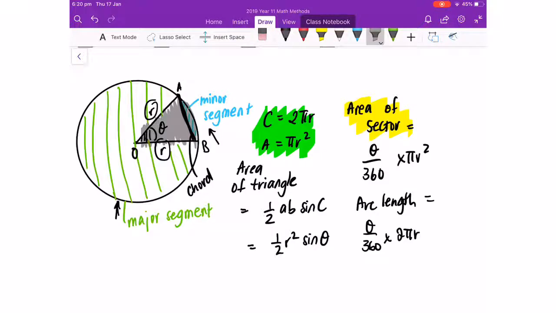That's when I use theta over 360, whatever angle that sector is, times the area formula. Think of it as a fraction, or a small portion of the area of a circle, hence why it's a portion of 360. So arc length is a part of the circumference. You've got your circumference formula here, and we're trying to find a small part of it, so theta over 360.